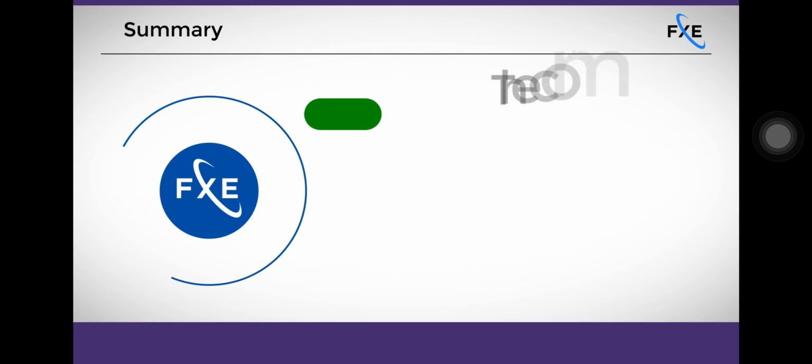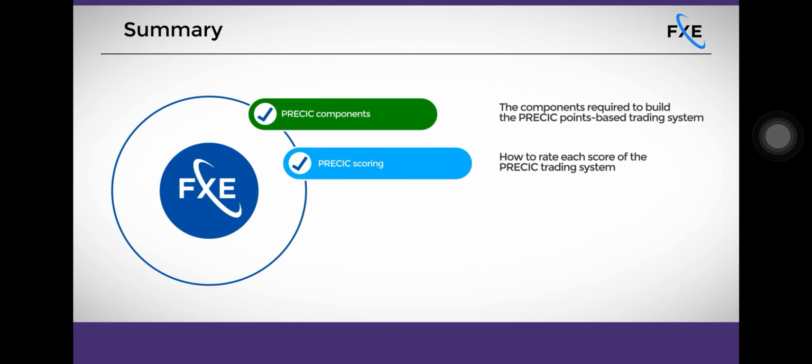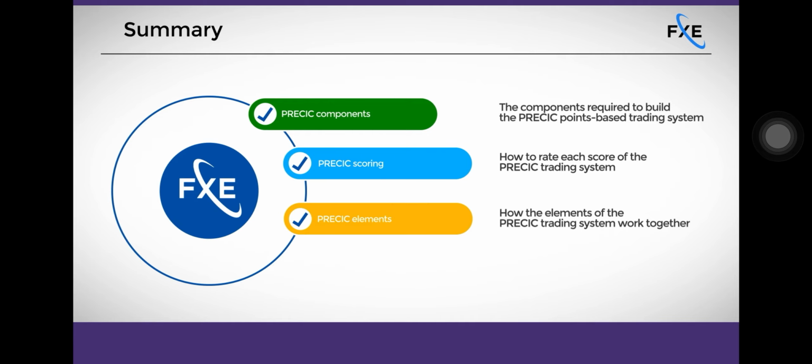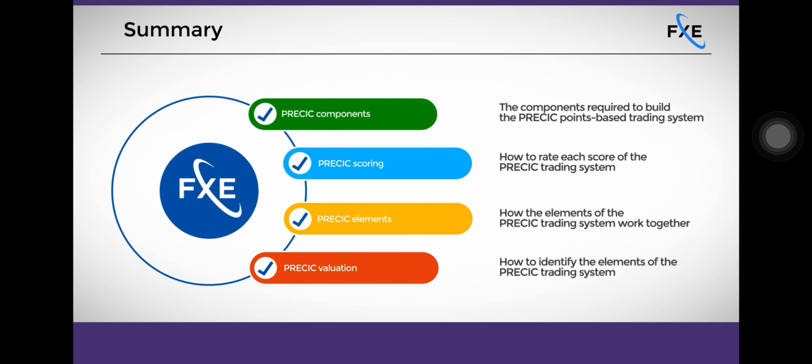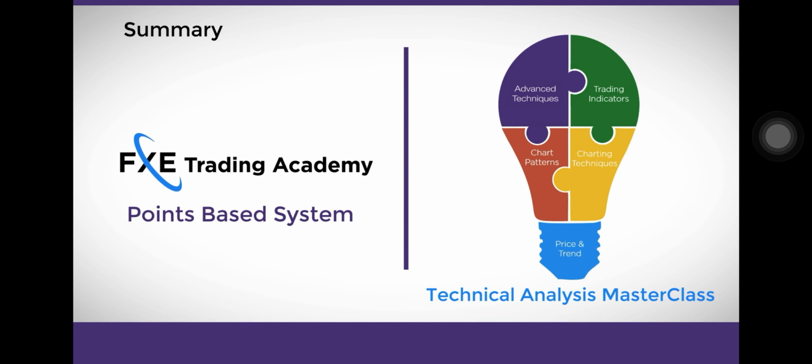In this lesson, we have learned the components required to build a Presic points-based trading system. We have learned how to rate each score of the Presic trading system. We learned how the elements of the Presic trading system work together. And finally, we learned how to identify the elements of the Presic trading system. This concludes section 4 of the Advanced Techniques module. In the next section, we focus on identifying quality range-bound markets and adapting the best chart patterns that work consistently well in this market environment.